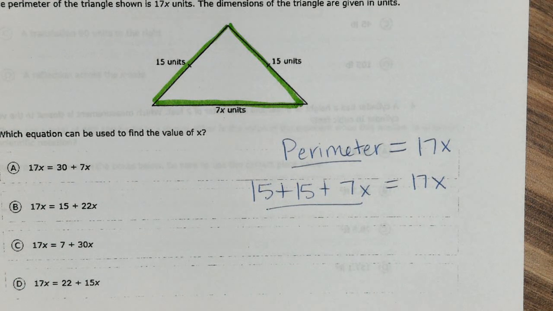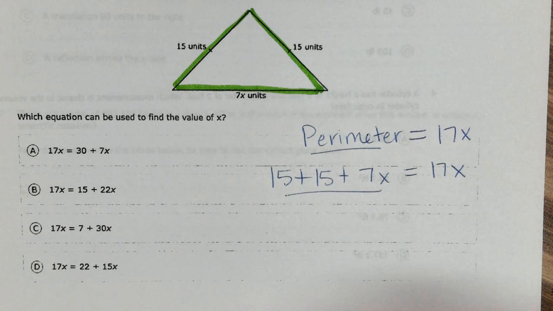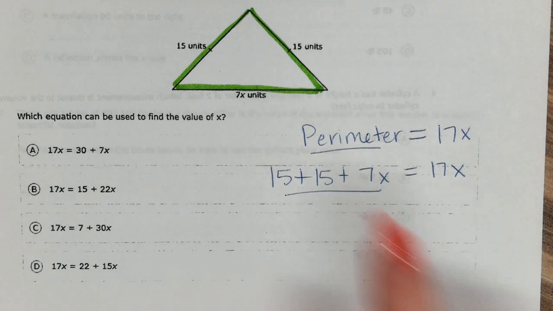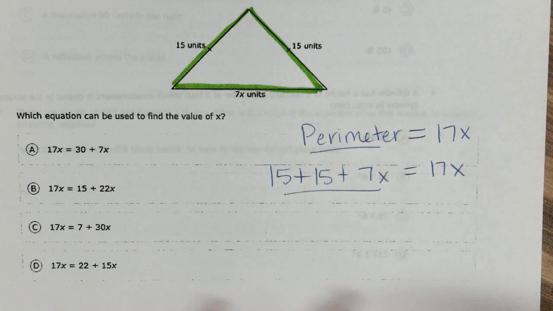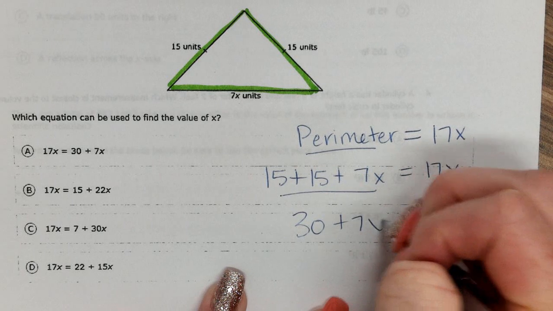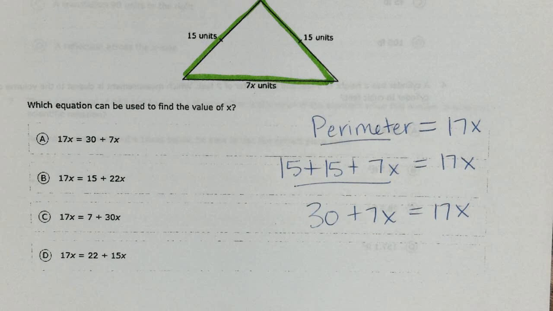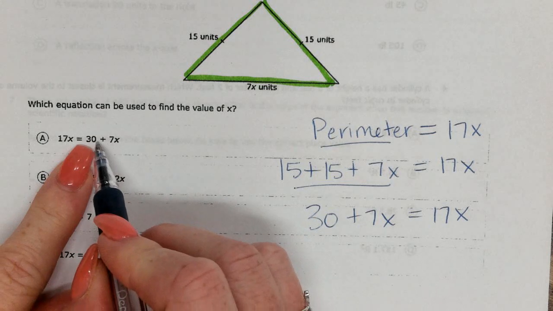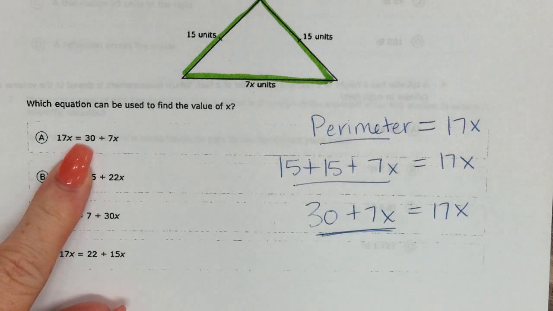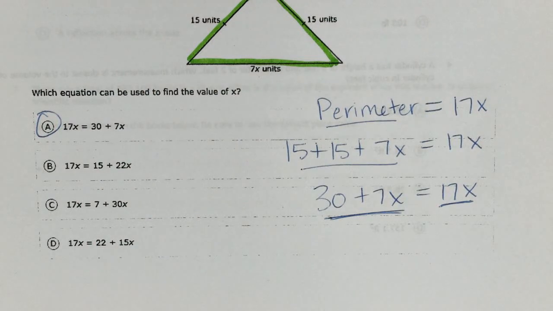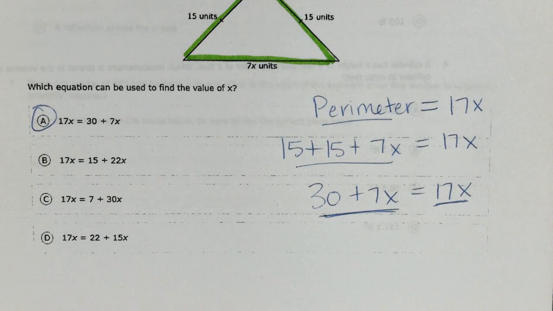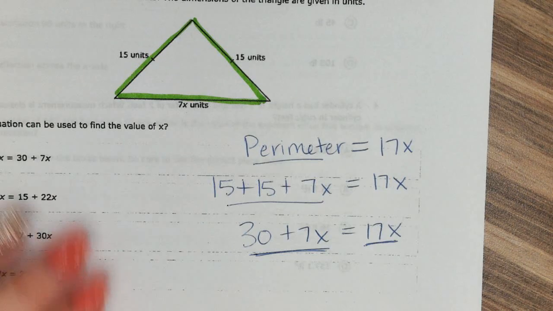Do you see an answer that looks like that? No. But do you think I could combine 15 plus 15? What is 15 plus 15? So I have 30 plus 7x is equal to 17x. Now does one of those look like that? Which one? Okay, let's look at A. 30 plus 7x, is that what I have here? Yes, and over here is 17x. Is that good? Does it matter that they're not on the same side as the way I set it up? No. Okay, let's turn the page.